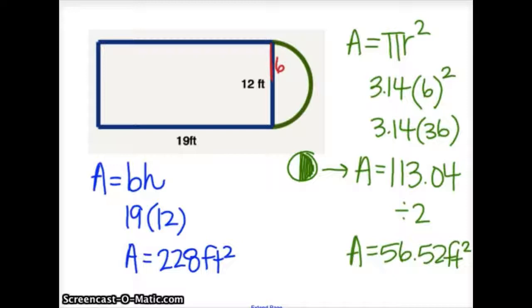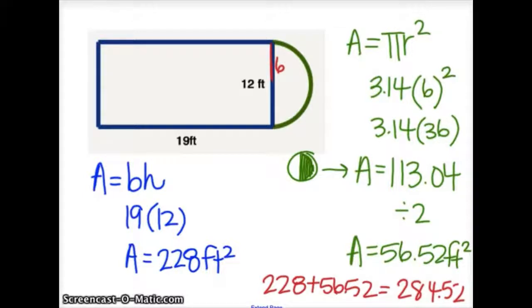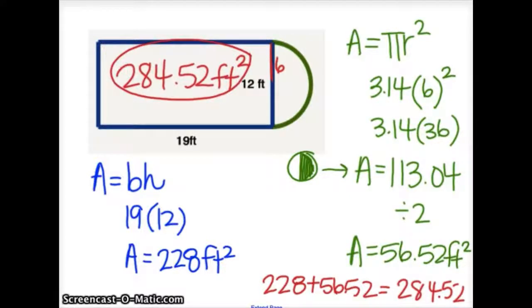Now, I have the area of the parallelogram and I have the area of the circle, and I need to add those two things together to get the total area of my irregular shape. So 228 plus 56.52 is going to give me 284.52. So I'm going to write that whole area right here, 284.52, and that's going to be feet squared. So here's my final answer.